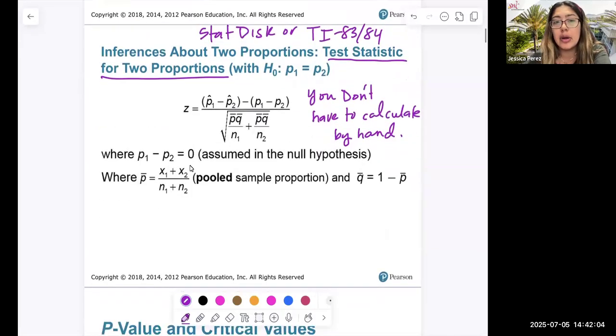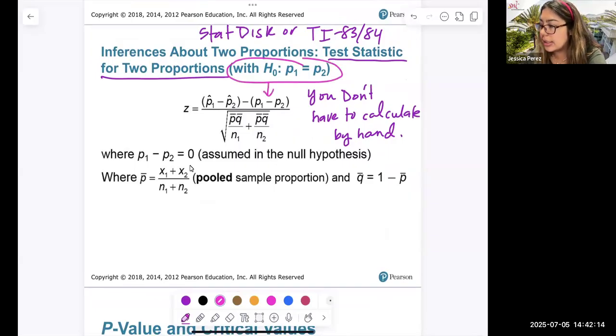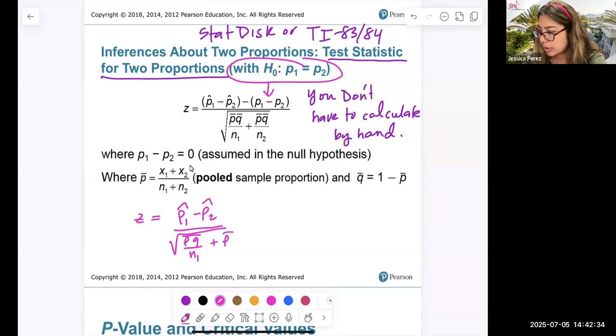Neither even your P-bar. So what we're going to do is assume that H0 is P1 equals P2. So technically this will drop. P1 minus P2 is going to be 0. That way, what you're left with is Z equals P1 hat minus P2 hat over the square root of P bar Q bar over N1 plus P bar Q bar over N2.